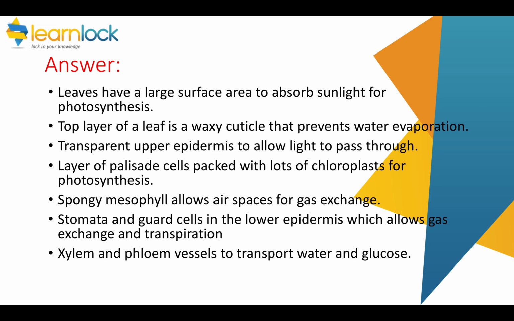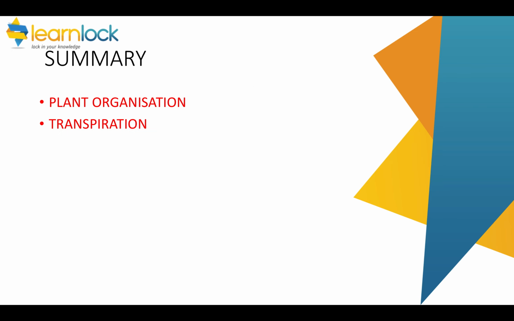At the bottom of the leaf, you have the stomata, which are the holes, controlled by guard cells, and that allows gas exchange, so it allows carbon dioxide to enter the plant, and it allows oxygen and water to leave the plant and allows for transpiration. There are also vessels in the leaves, so the phloem, which transport glucose, and the xylem, which transport water. We've looked at plant organisation and transpiration.